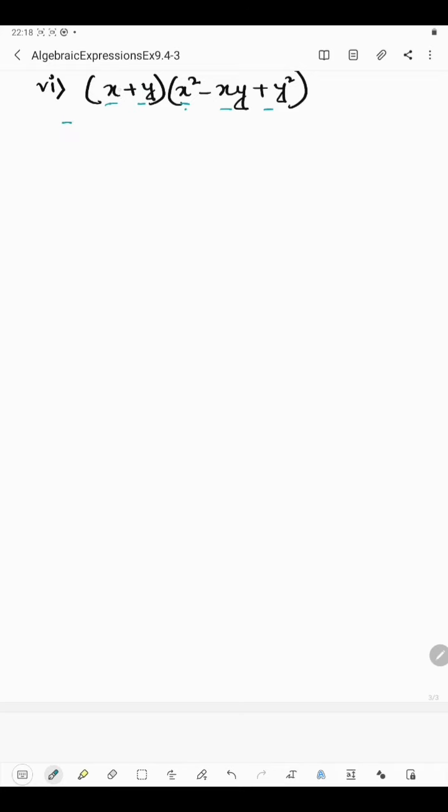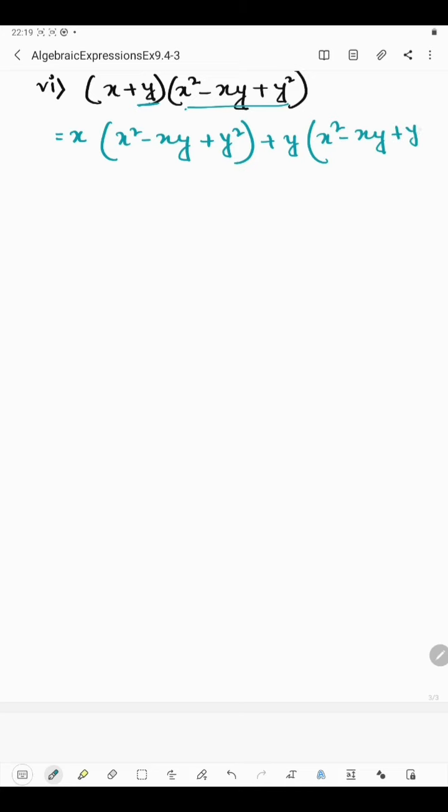We'll just take the first term of the binomial and this should be multiplied by the trinomial, and then we'll take the next term of the binomial and that also should be multiplied by the trinomial. Okay, so gradually we will multiply by x and then y. So we'll take the first term x and multiply it by x square minus xy plus y square, and then we'll take the next term of the binomial which is plus y and this should be multiplied by x square minus xy plus y square.